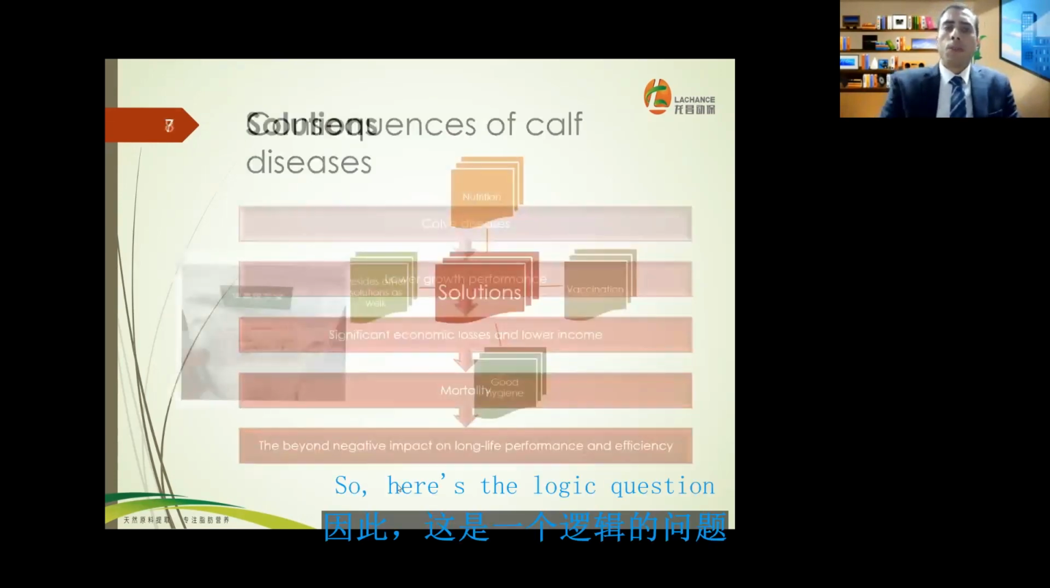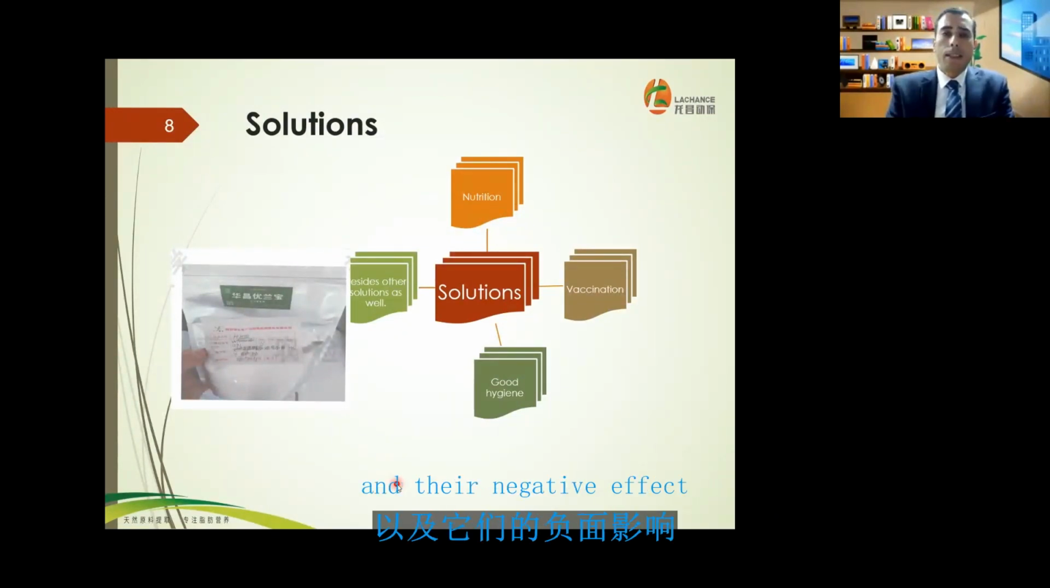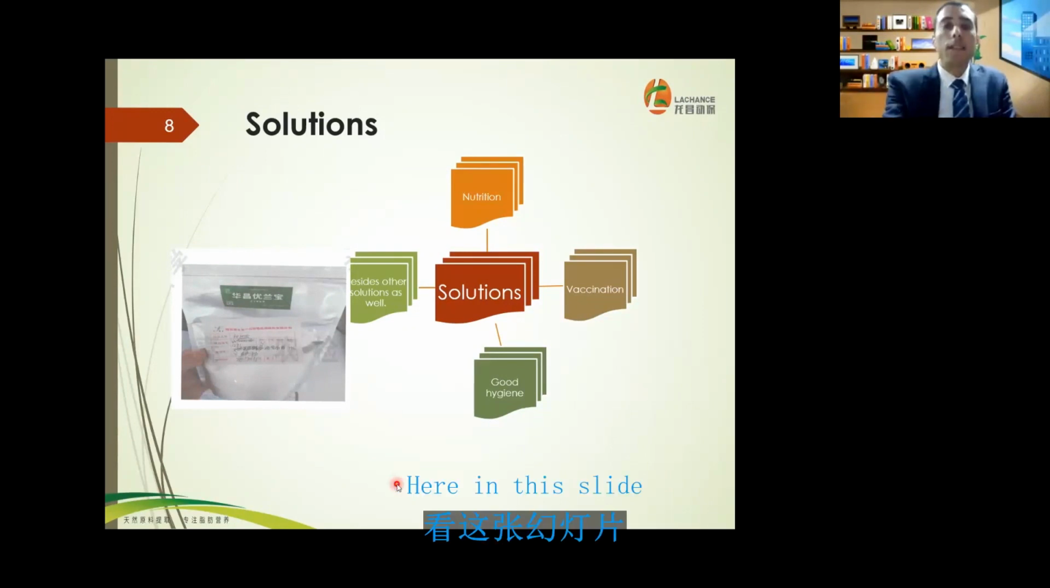So here, the logic question. As we talk about the disease and its negative effect, what is the solution and the answer? In this slide, we can show the solution. The main points of the solution focus on nutrition and also vaccinations, and providing good management and good hygiene.